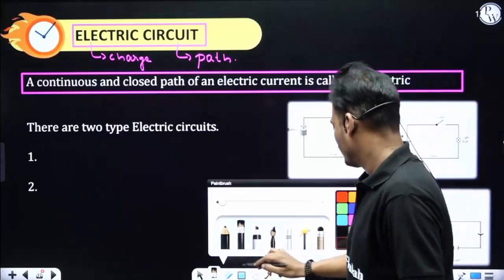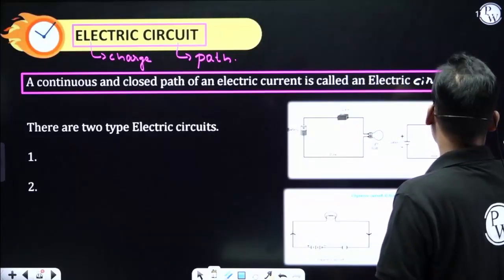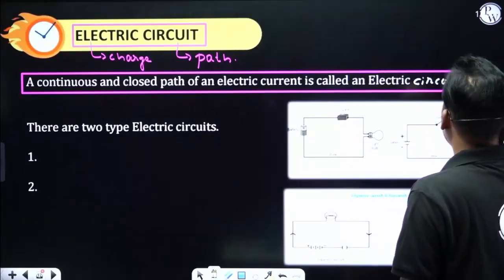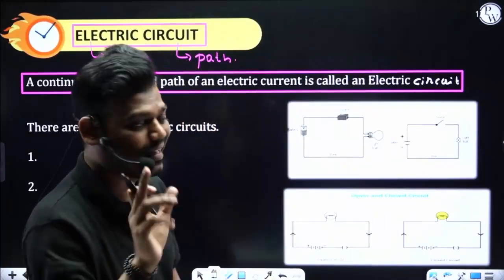Yes. So this is a circuit. Clear? And types of electric circuit. One is open circuit, another one is a closed circuit.